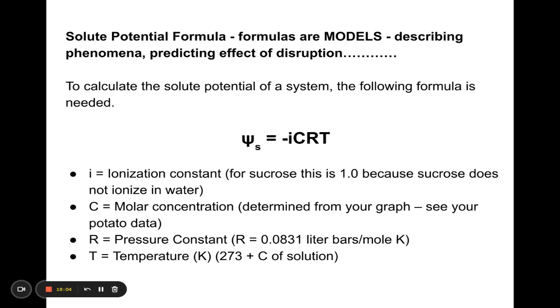It's a mathematical representation of a phenomenon. So it's a form of model. It's used to describe a phenomenon. It's used to predict effects, disruption and so on. So this is the formula of the solute potential of a system. Psi S equals -iCRT. And we tell them i is the ionization constant, C is the molar concentration, R is the pressure constant, T is temperature in Kelvin. Okay.